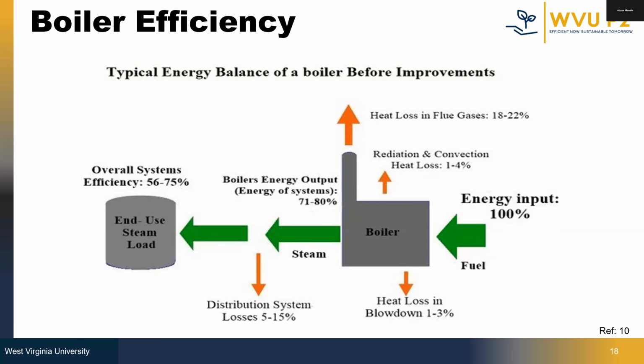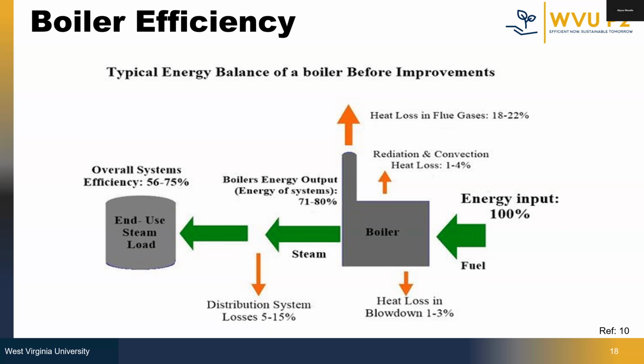So where do these losses occur? The largest loss in the boiler is heat lost in flue gases. As hot gases carry unused heat away through the exhaust, this usually represents a loss of about 20% of the energy input. So our loss out the flue, the heat that's coming out of the stack, represents most of our losses.